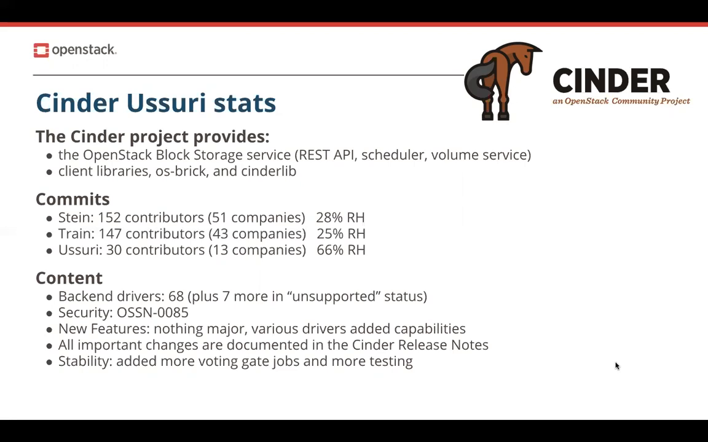Okay, so as far as content in this release, basically a very important part of Cinder is the backend drivers for various backends. So we've got 68 right now, and there's 7 more that are in unsupported status. What that means is that in order for a driver to be considered supported, it's got to have a running third-party continuous integration system, because that's the only way we can test with all the different backends that are available. And so those, depending on vendor interest and various things, those go in and out.